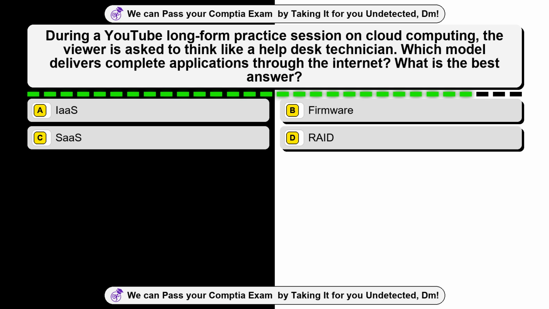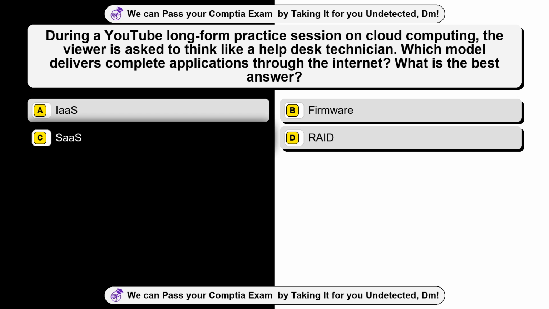Question 2. During a YouTube long-form practice session on cloud computing, the viewer is asked to think like a help desk technician. Which model delivers complete applications through the internet? What is the best answer? Option A IaaS. Option B firmware. Option C SaaS. Option D RAID.